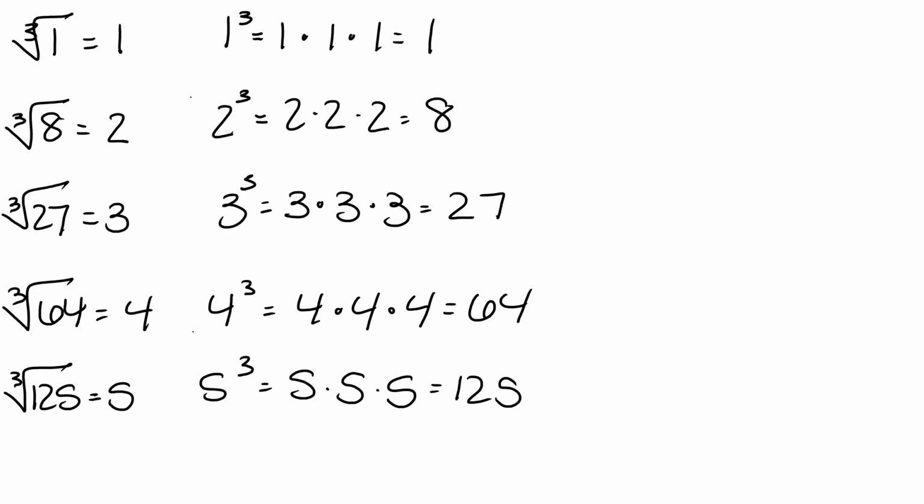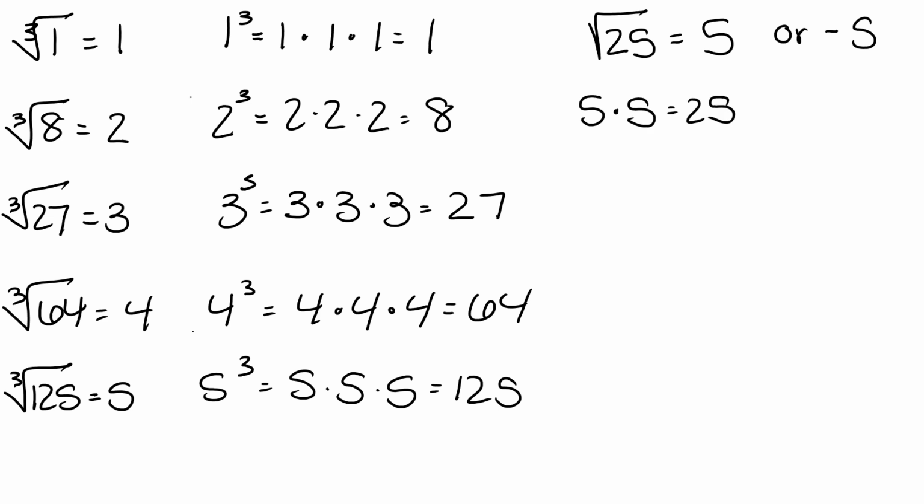Now, the difference between square roots and cube roots, other than square roots using the number 2 versus cube roots using the number 3. A square root problem, for example, the square root of 25, is 5. That could be a positive 5, or it could be a negative 5, because 5 times 5 is 25, and negative 5 times negative 5, two negatives make a positive, they both give you the answer positive 25. So in square roots, you can have positive and negative answers.